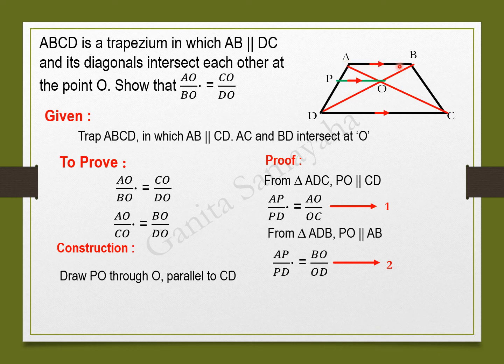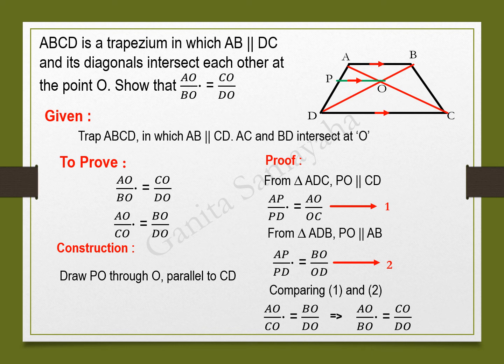So now which is this triangle? The other triangle ABD. Again apply BPT. AP by PD is equal to BO by OD. We find that AP by PD is common, so the right hand side will be equal. So comparing 1 and 2, we have AO by OC is equal to BO by OD. Again, we rearrange this because we want it in the original format that is asked. So AO by BO is equal to CO by DO, which is what we want, and we have established.